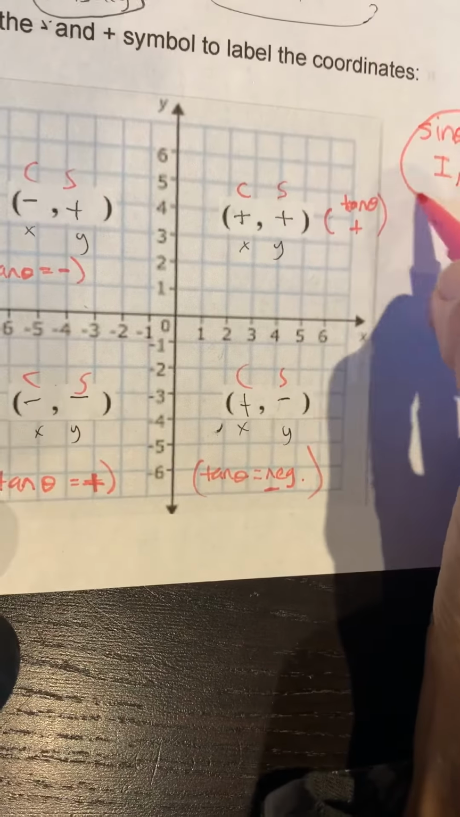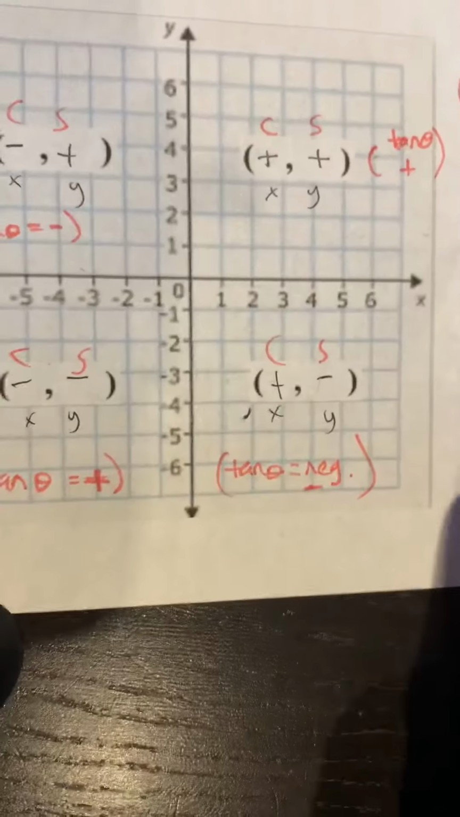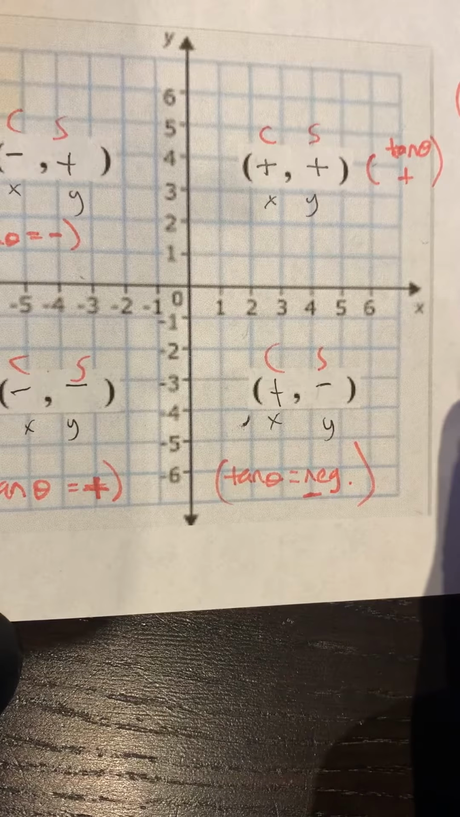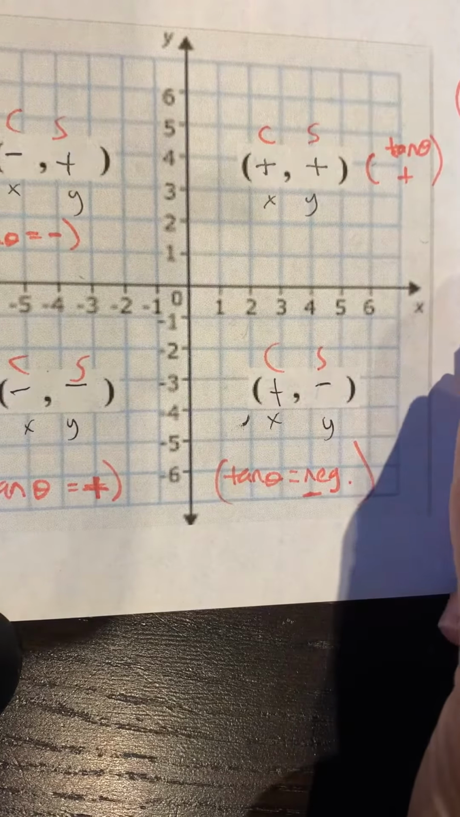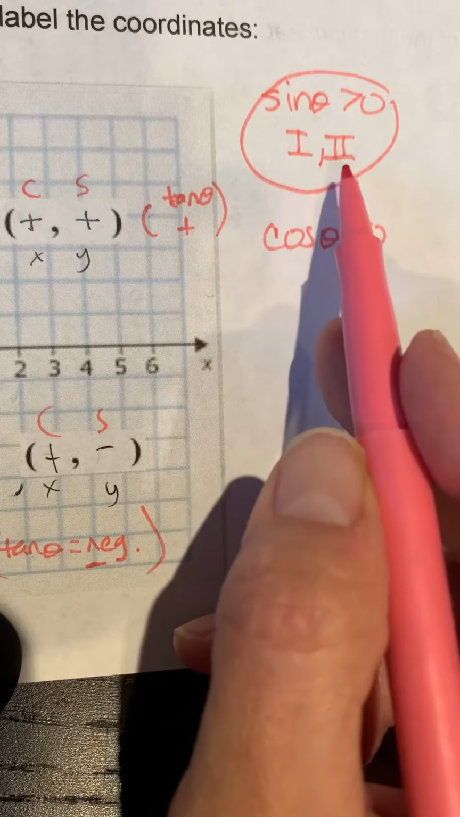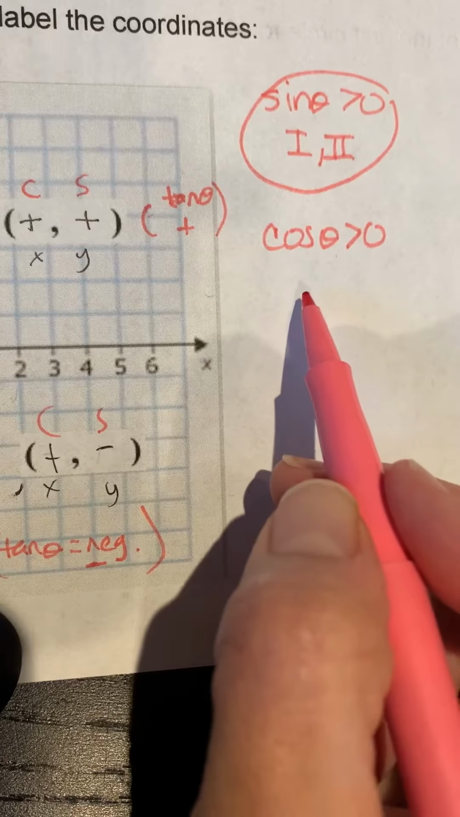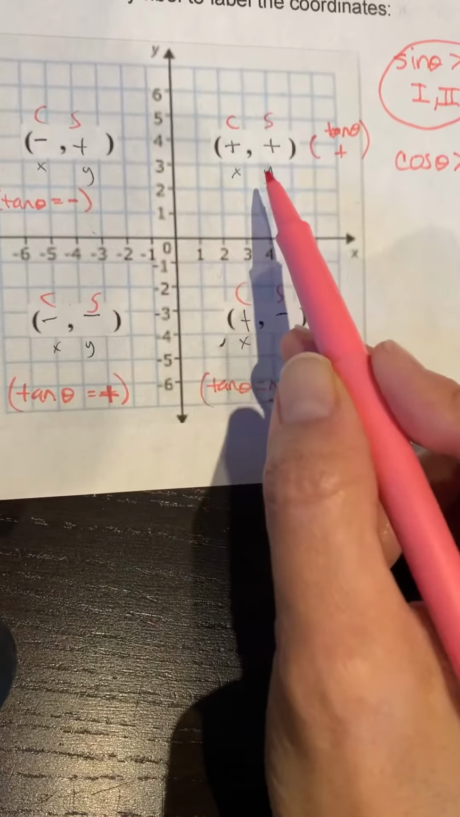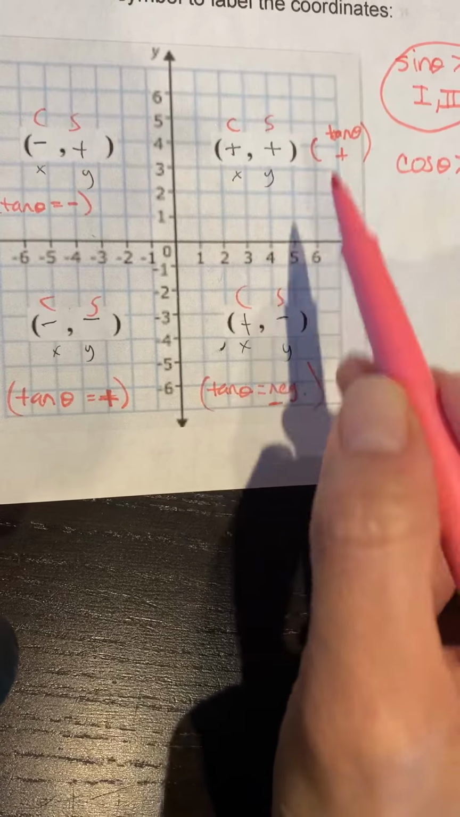Good. Where is cosine positive? In what quadrants is cosine theta positive? So sine is positive in the first and second quadrant. Cosine is about my x values. Where is cosine positive? That would be these two quadrants, quadrant 1 and quadrant 4.